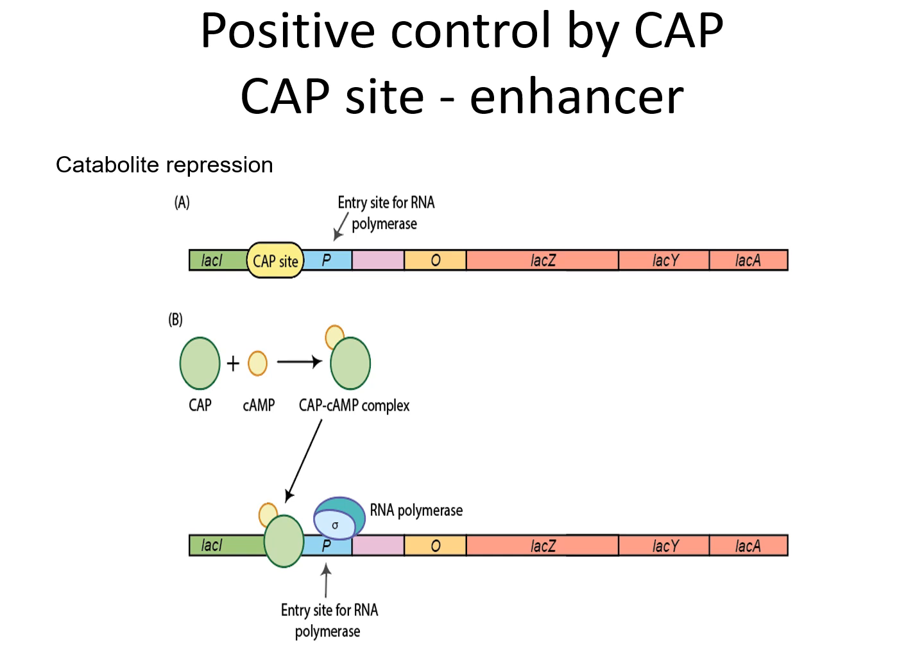And this is the positive control by CAP, the CAP site, which is the enhancer. When both glucose and lactose are present, the cell does not make the lac protein. The repression of the synthesis of the lac protein by glucose is called catabolite repression, which involves two regions in the promoter. One is the binding site for RNA polymerase, and the other is the binding site for another regulatory protein, the catabolite activator protein, CAP.